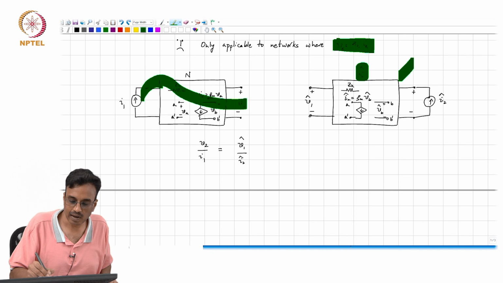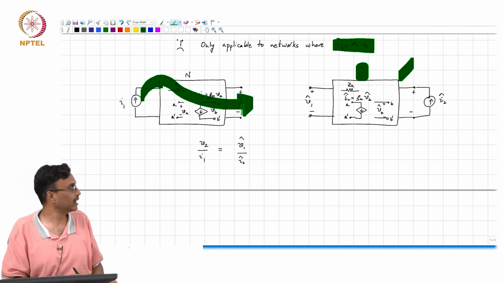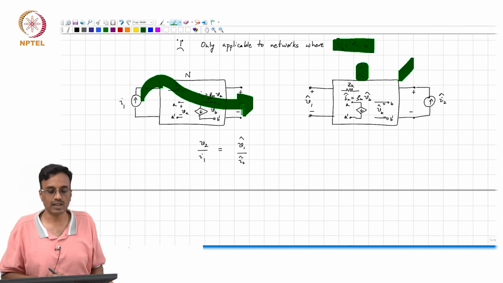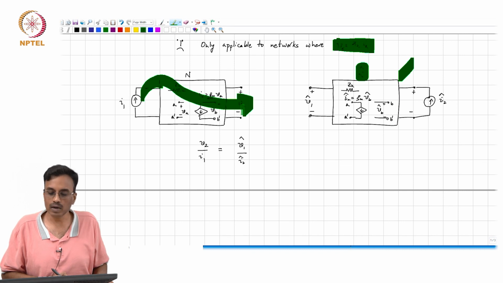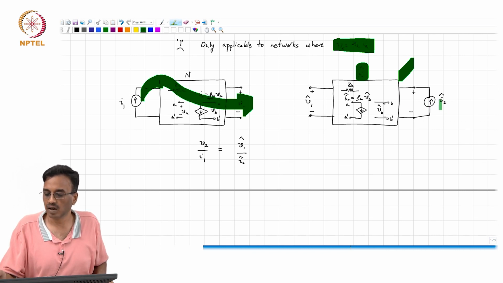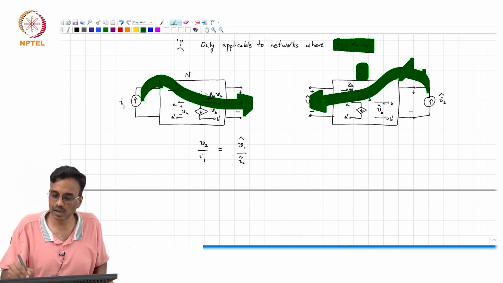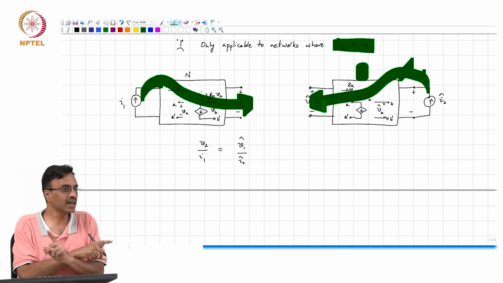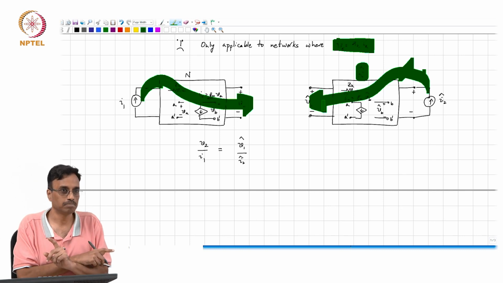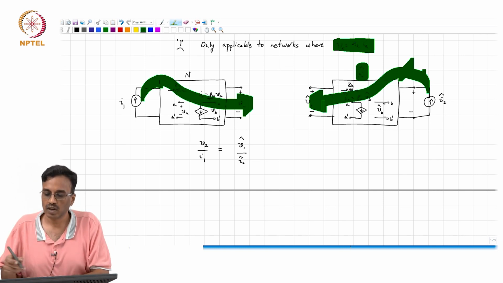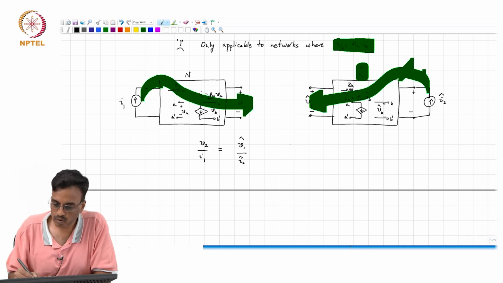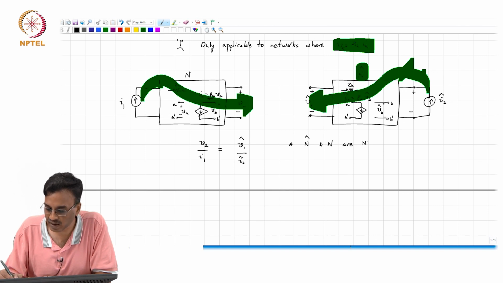signal flows like this, right? And we have some transfer from V2 to I1. And if you want the same transfer from I2 hat to V1 hat, it seems reasonable that the controlled source points the other way, right? So I'm going to just write down. So please note that N hat and N are not the same.